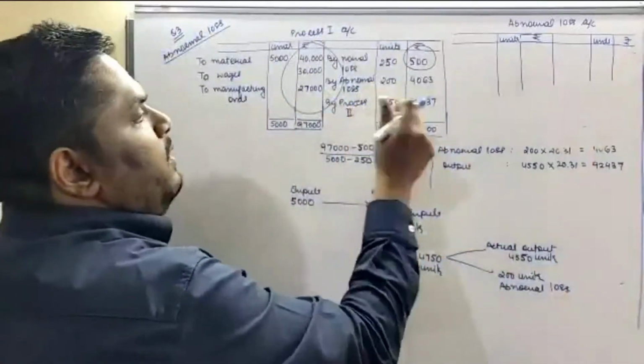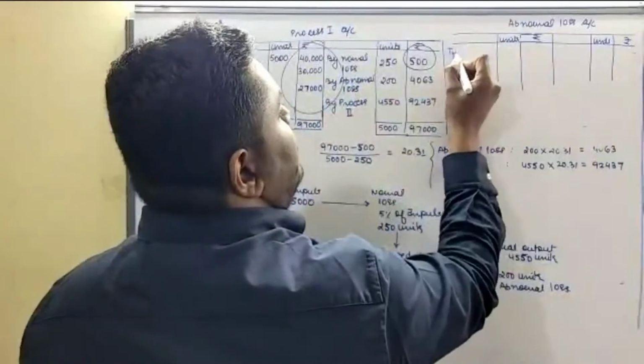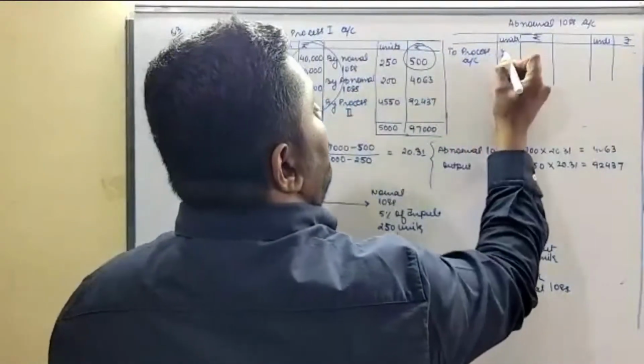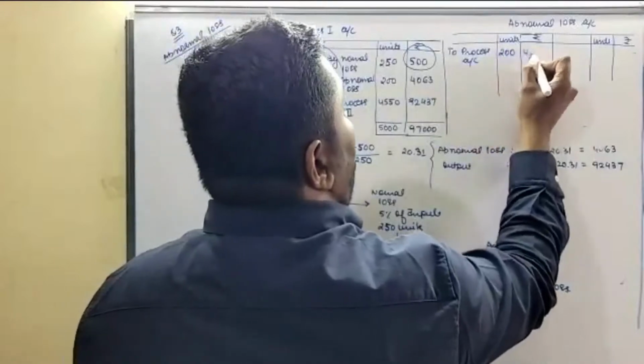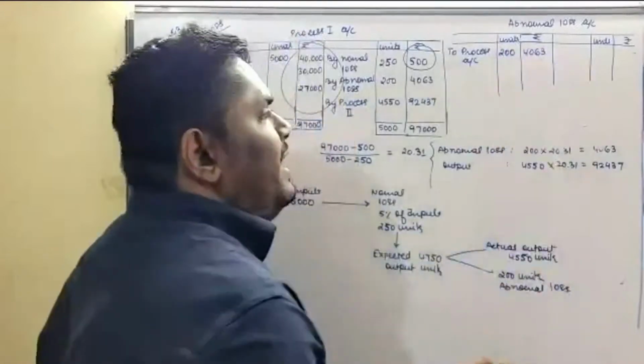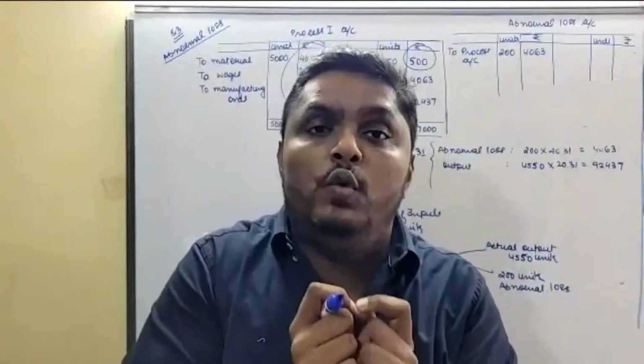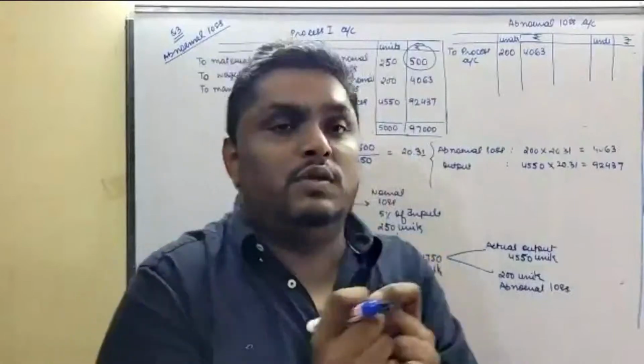So in abnormal loss, it will be two process account. Now, guys, very important point. There is an abnormal loss of 200 units and the value is 4063.